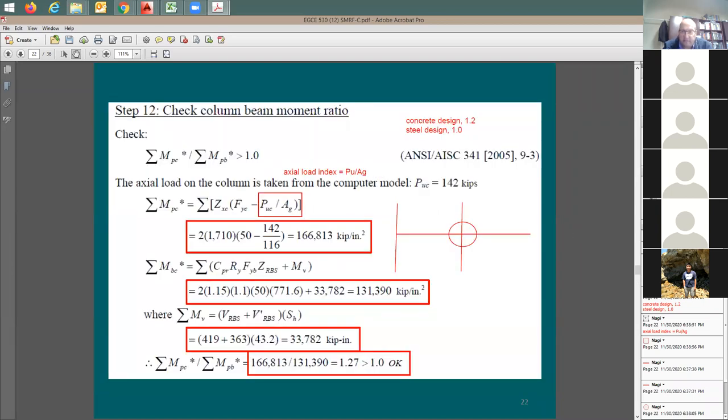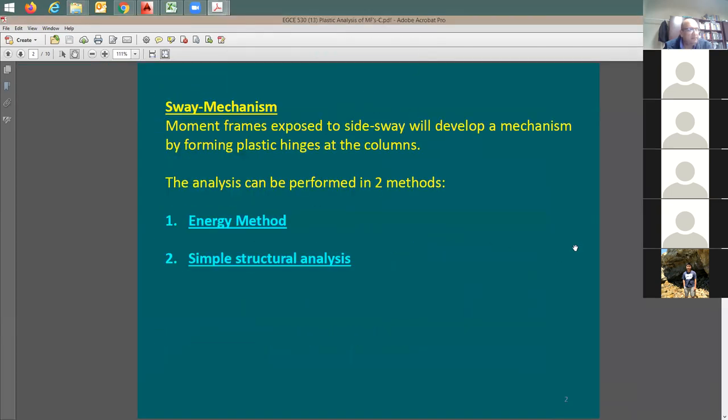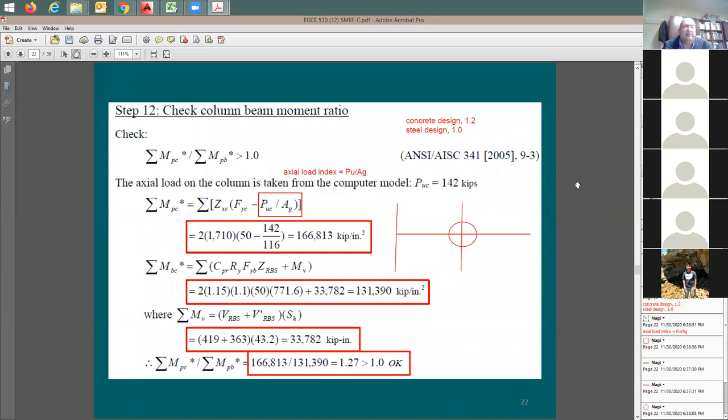And our next lecture is on the plastic analysis of moment frames, which is right here. So this coming lecture, we're gonna be covering this slide set, and also we're gonna be talking about the project. And maybe by this evening or maybe tomorrow evening, I'm gonna be posting the project assignment, the submittal assignment for you guys.